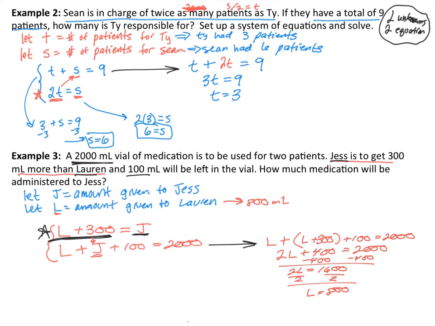Now how can I figure out what Jess is to receive? Well, let's go back and plug that in to one of the equations, and you can choose. You can choose to plug 800 in for L in the first equation, or you can plug that into the second equation. Regardless of which equation you use, you'll be able to solve for the other variable. It's going to be a little bit easier if we plug that right here into this first equation. L is 800, so 800 plus 300 will equal J. J will equal 1,100. So here, Jess is to receive 1,100 milliliters. Okay, if you have questions, let me know.